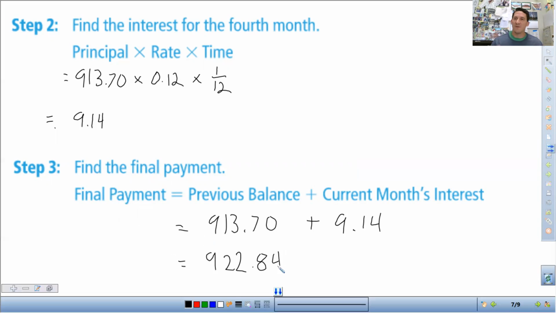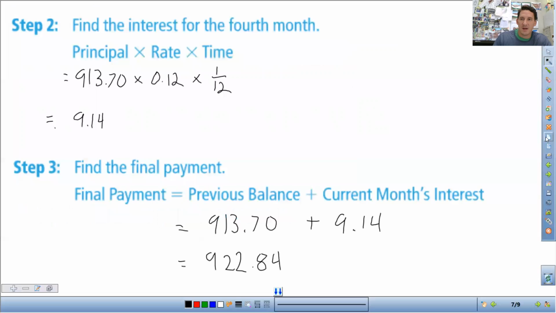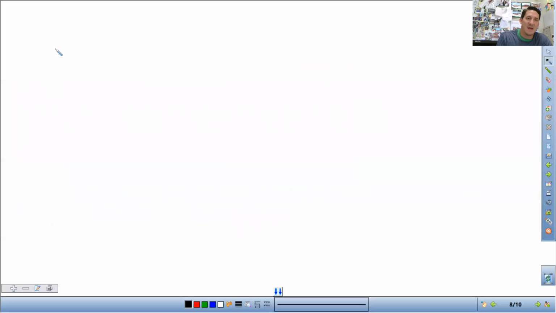And then you could figure out how much they would pay back in total based on the monthly payment. Actually, why don't we do that? So the monthly payment is $310.50, and it's 6 months. 310.5 times 6. So the total amount they would have repaid would be $1,863.